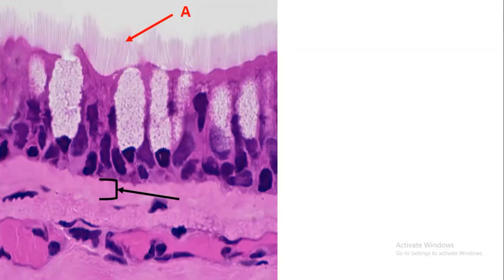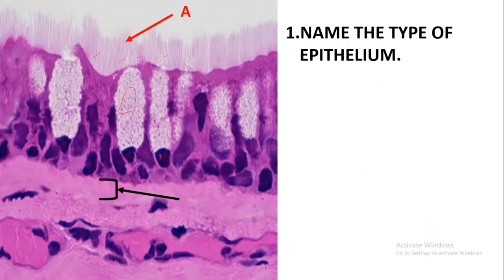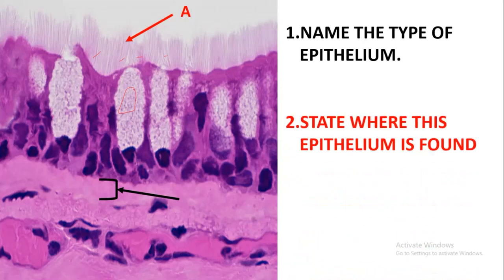Let's quickly look at this other one here. Look, what is this? I'm sure just from looking, you can see that these are goblet cells, these are cilia cells, and then this is the plasma membrane. So the question is, name the type of epithelium. What type of epithelium is this? Then the next thing you need to know is, state where this epithelium is found.